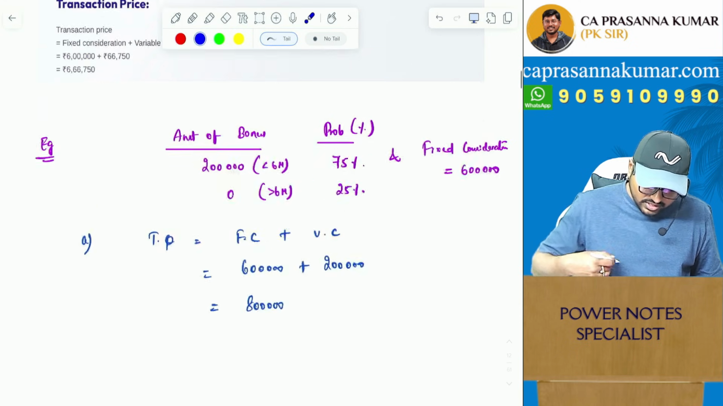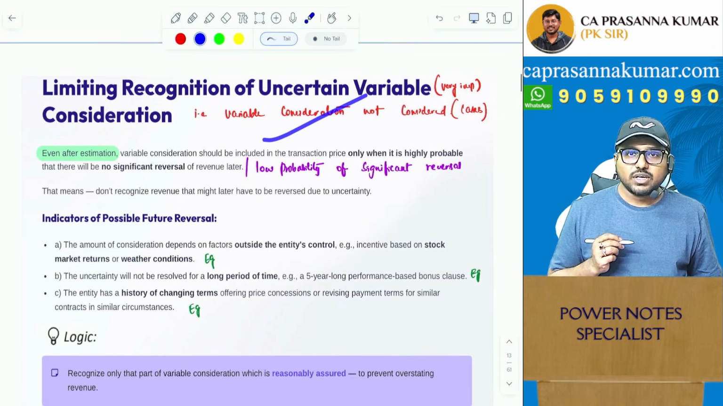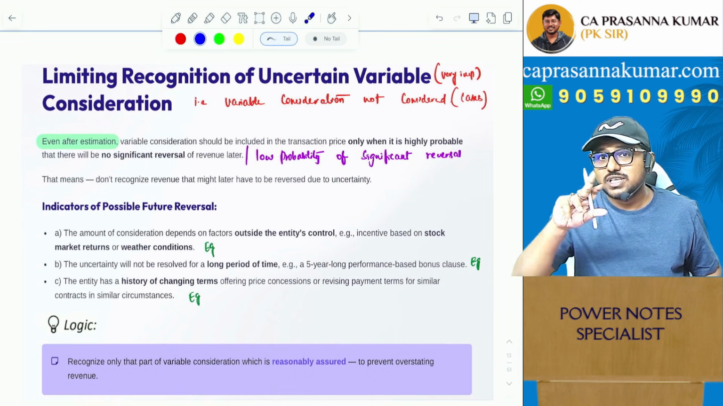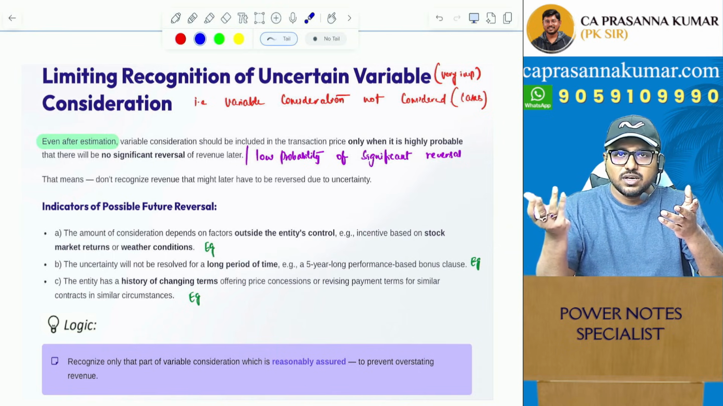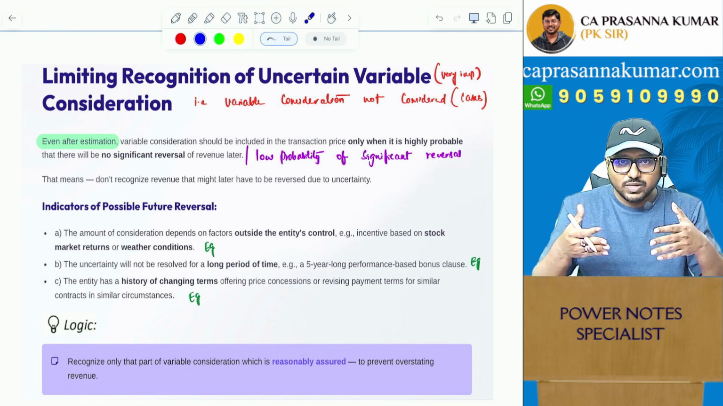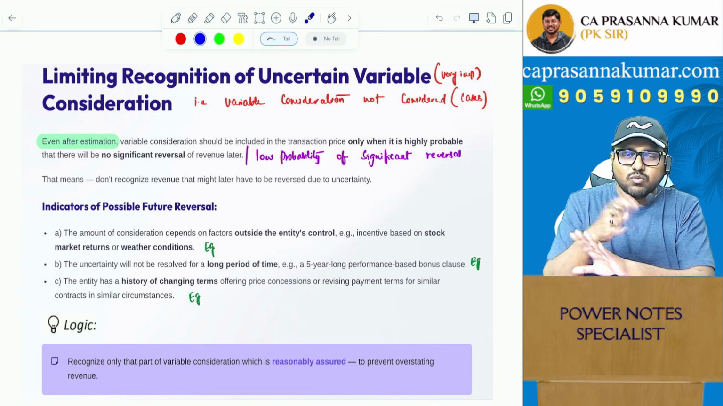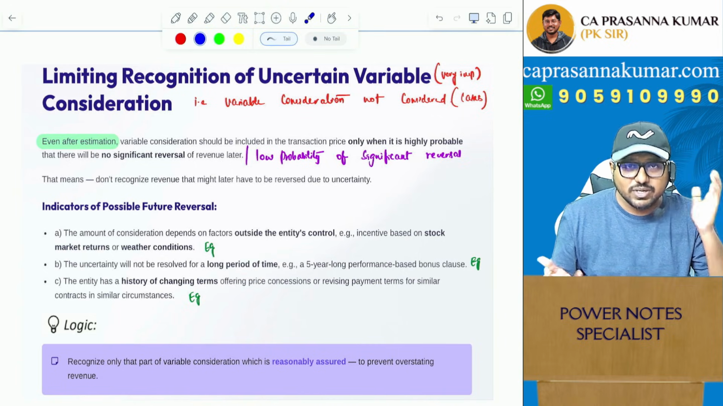But to add this, you need to check for this condition. What condition? Is there any possibility of significant reversal in future? Reversal means that the variable consideration which you are thinking you will get, you will not get it. Then what is the logic in including that in the transaction price? That is the logic, isn't it?